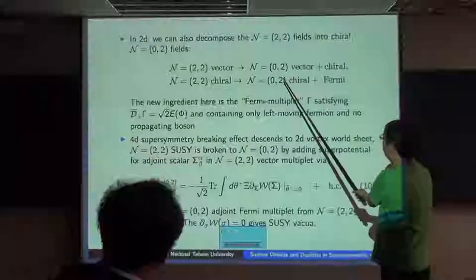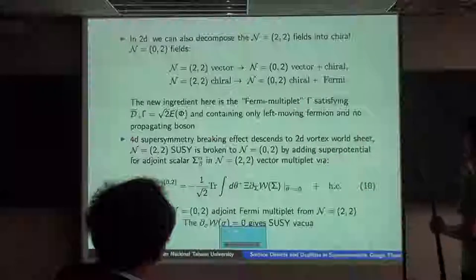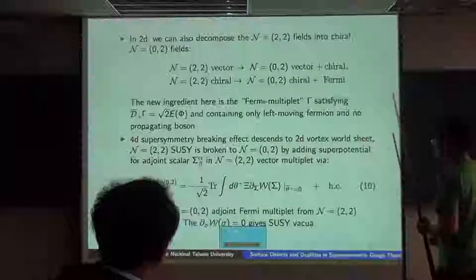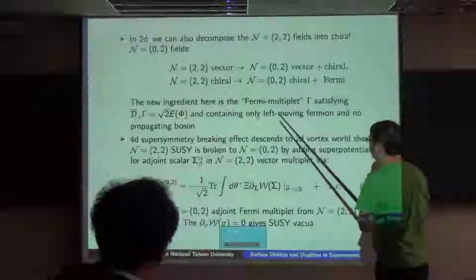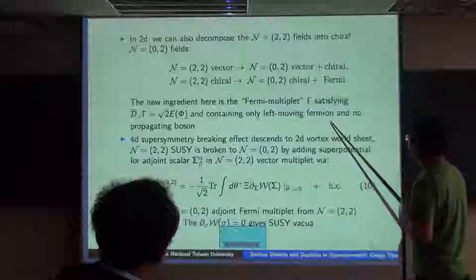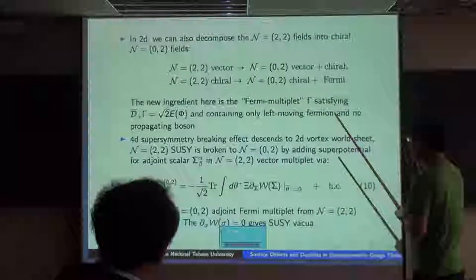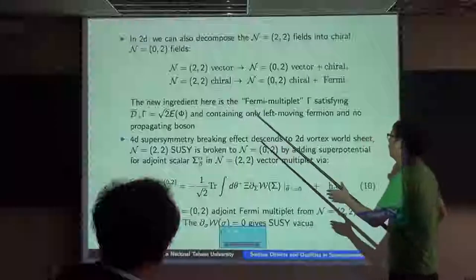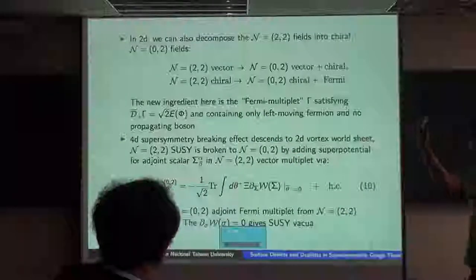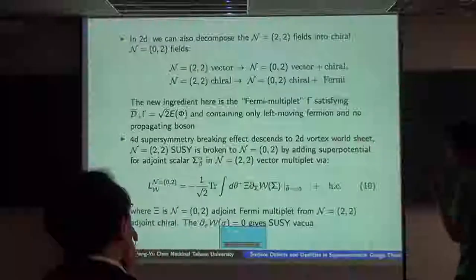And in fact, for the case of something called (0,2), you only have supersymmetry in the right moving sector. There's a Fermi multiplet, sorry, in the left moving sector, which only contains a left moving fermion and no propagating boson. And that allows us to decompose those (2,2) fields I talked about earlier into (0,2).